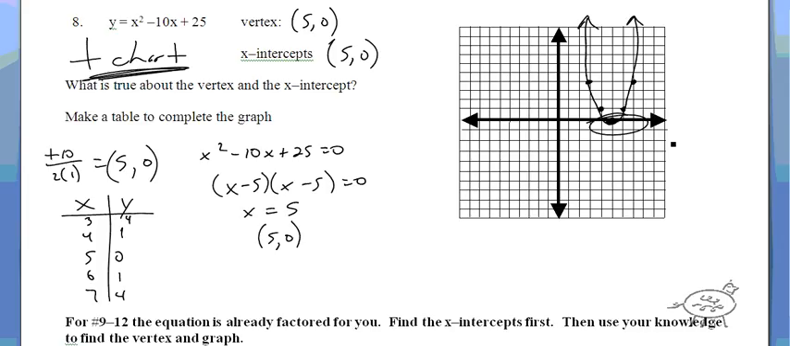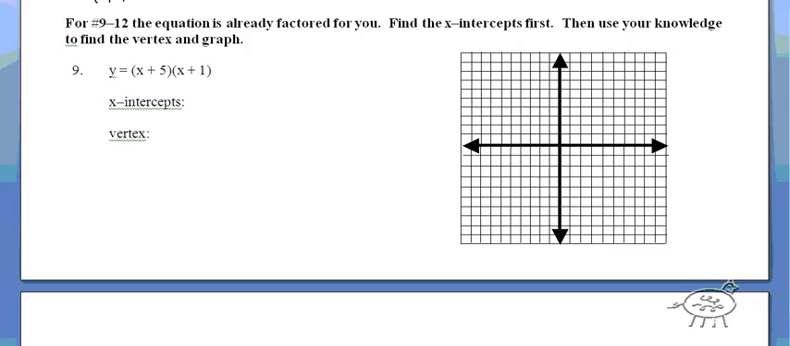That's actually the last type of problem, and then the rest of these are going to be on your own here. It says 9 through 12. The equation is already factored for you. That's actually very nice because if it's factored for you, it's really easy to find the x-intercepts. You would just say x plus 5 times x plus 1 equals 0. So you get x plus 5 equals 0, or x equals negative 5, x plus 1 equals 0, x equals negative 1. So there are your intercepts, negative 5, 0, and negative 1, 0.